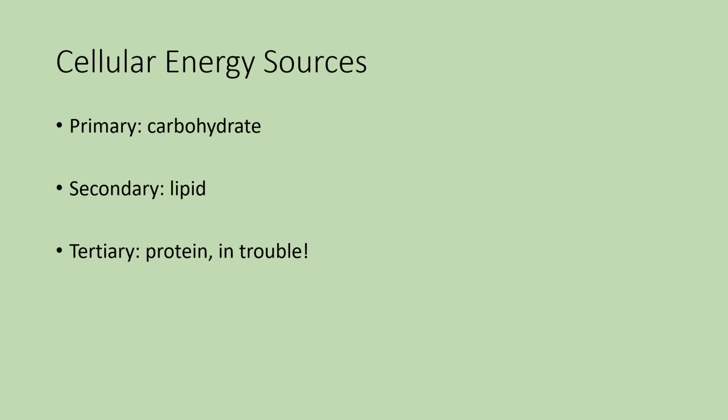So in terms of energy sources at the cellular level, the primary source is going to be a carbohydrate. And given a choice between a selection of carbohydrates, the cell's going to use glucose first. If carbohydrates are not present, then it will go for lipids and start breaking the lipids down. If carbohydrates and lipids are not present, then it will start to break down protein for energy.